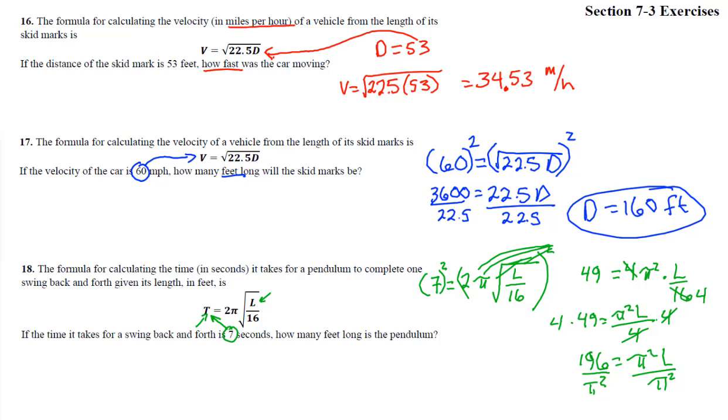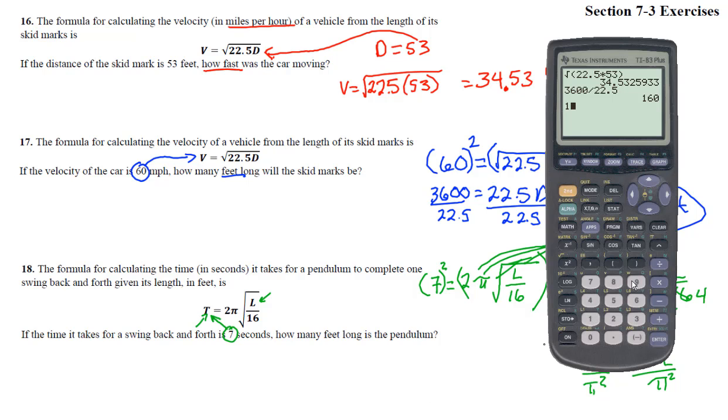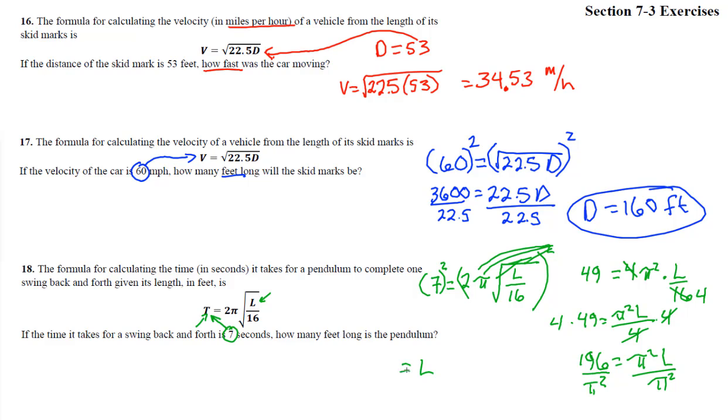Let's pull out the calculator. 196 divided by pi squared. Where's the pi button? There it is, pi squared. And we get 19.86 maybe. So L is going to equal 19.86, and that's in feet, right? Yep. There we have it. Good.